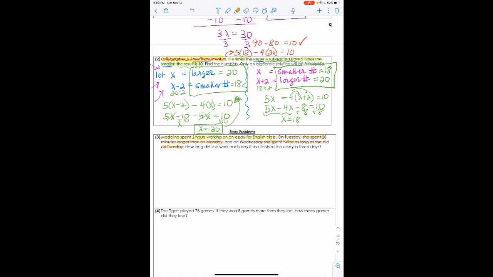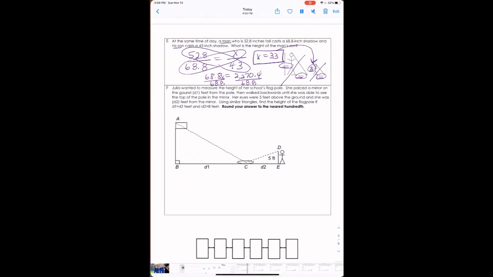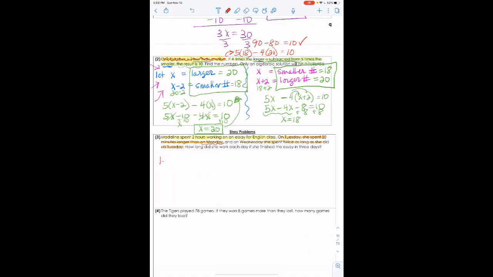So on Tuesday, she spent 20 minutes longer than on Monday. And this is where I say, great, I don't know how many minutes. So I'm going to let x equal Monday minutes. On Tuesday, she spent 20 minutes longer, so x plus 20 is going to equal Tuesday minutes.